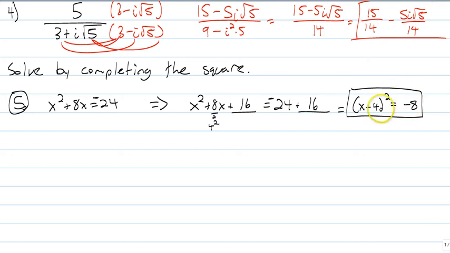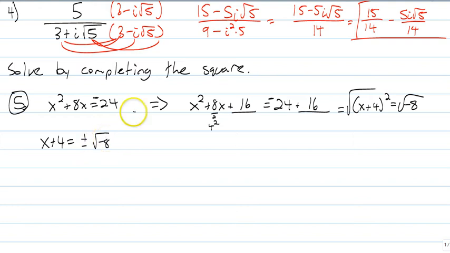Vertex form was if we had the 8 over on the other side. But we're trying to solve now. So now this is where we're taking the square root. I'm not done yet. I just wanted to box that to show you where we're at. If I take the square root of both sides, I get x plus 4 is equal to plus or minus the square root of negative 8. We're going to have to fix that, though.